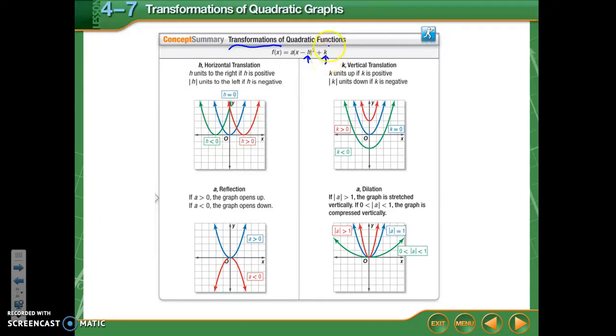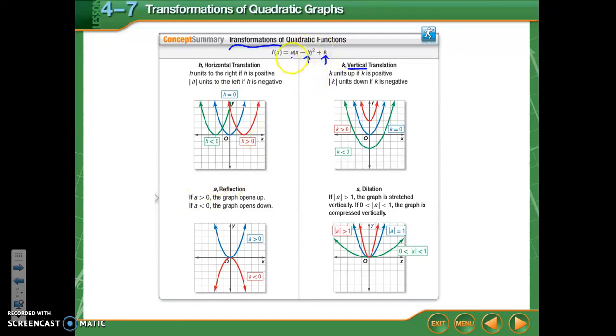Remember that any number outside of the function, so here this is outside of what's being squared, is a vertical translation. So if this was plus 3, it would move it up 3. And if it was minus 10, it would move it down 10. So h and k give me my horizontal and vertical translation, which end up showing me where my vertex is, just like we did in section 2.7.